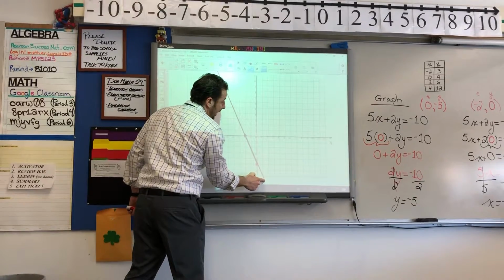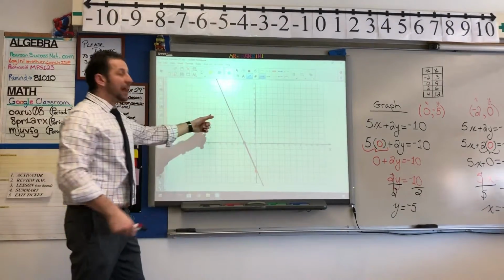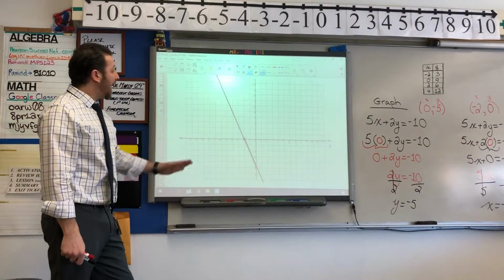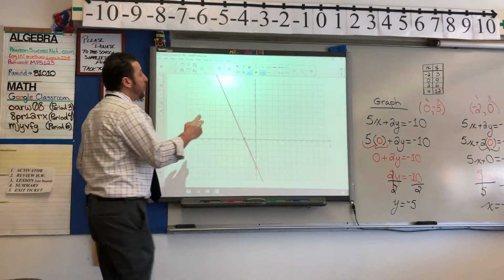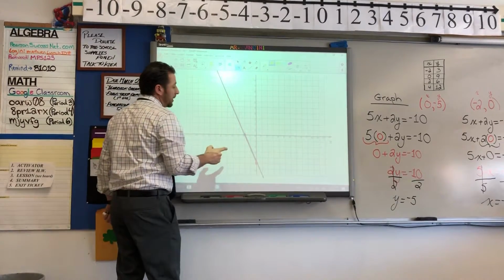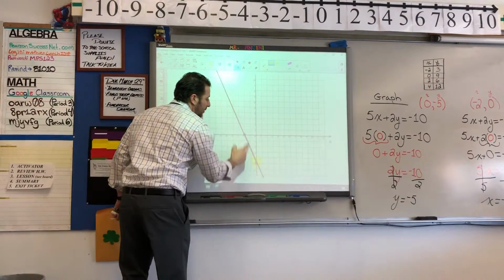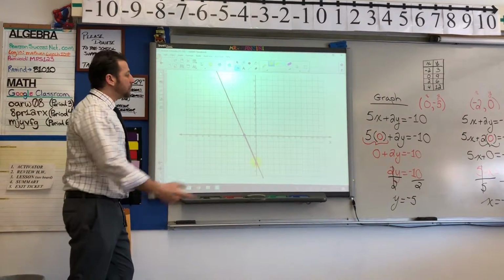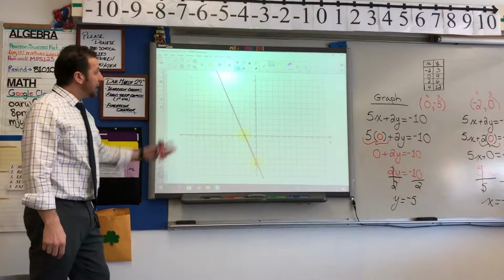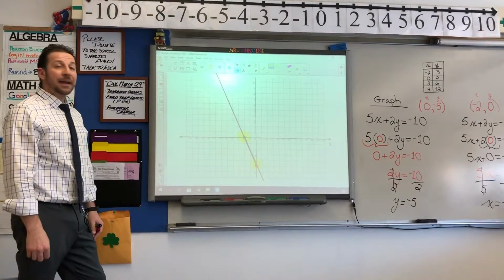And when I look at this, I find a line that represents the equation 5x plus 2y equals negative 10. I graphed it by finding 2 points. I found my y-intercept, which we're familiar with. It's the point where the line crossed over your y-axis. And I also find my x-intercept, which is the point where the line crossed over the x-axis. And that's basically how you would graph a line in standard form.